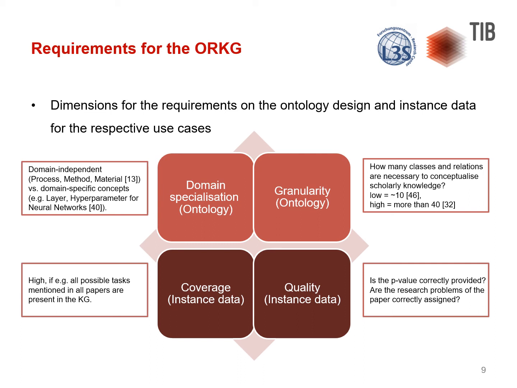The third dimension is coverage of the instance data. The instance data can have a high or a low coverage, thus contain all or only few possible instances for a given ontology. For instance, given an ontology with the class task, the instance data would have high coverage if all tasks mentioned in all papers are present in the instance data. The last dimension is quality of the instance data. For instance, is the p-value of a statistical significance test correctly provided in the knowledge graph? Are the research problems of the paper correctly assigned?